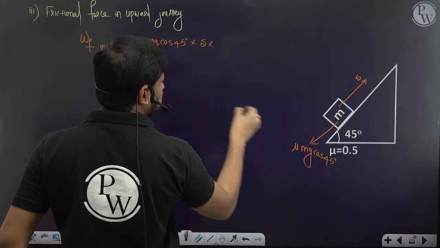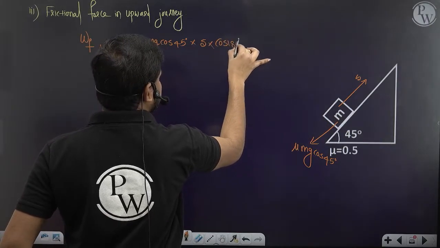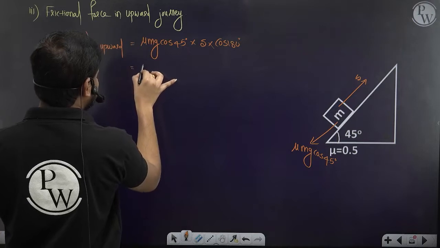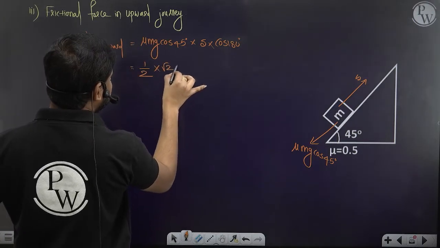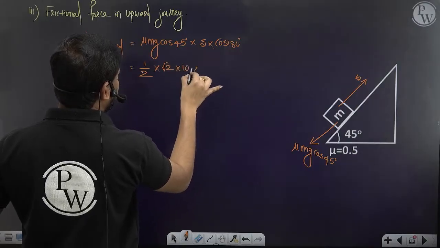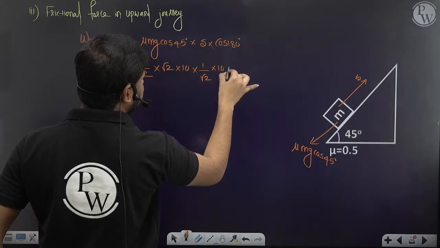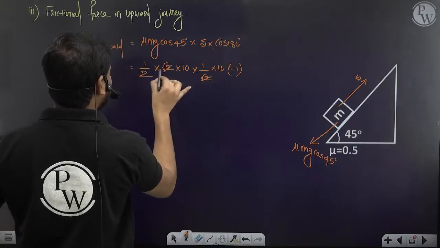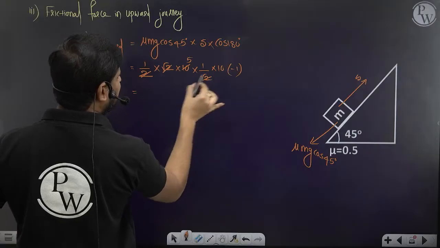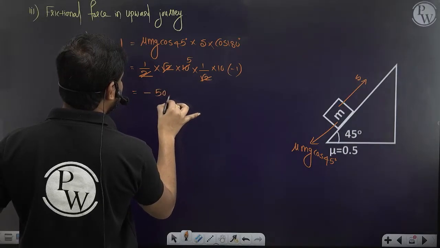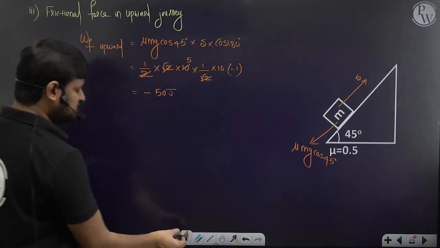They both are in opposite directions, so cos 180 degrees. Here μ is 0.5, which I am writing as 1 by 2. m is root 2, g is 10, and cos 45 is 1 by root 2. The displacement is 10, and cos 180 is minus 1. Root 2 cancels, the 2 ones and 2 fives, so we are left with 10 into 5, minus 50. So minus 50 joules is the work done by friction in the upward journey.